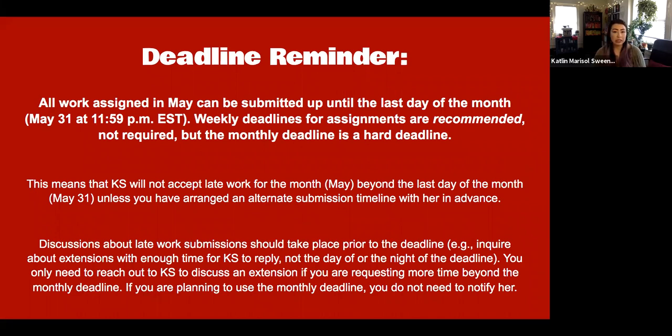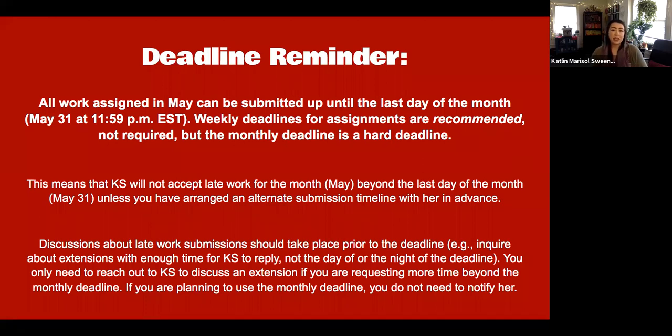So all work is assigned on a month-by-month basis. If we think about this month, May, all work assigned in May can be submitted up until the last day of the month, which this month is May 31st at 11:59 p.m. Eastern. Yes, that time frame is set in stone. So if you are submitting work to me after that 11:59 p.m. Eastern time frame, it counts as not being submitted by the monthly deadline.